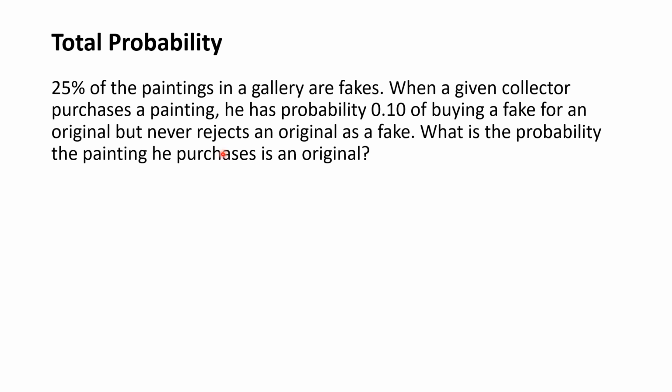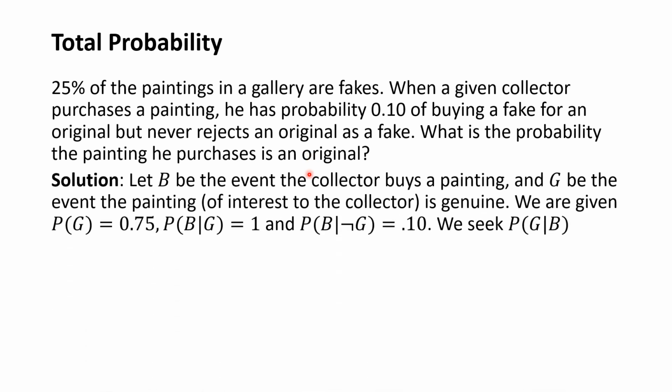It's a bit hard if you haven't seen the law of total probability, and I'll come back in a little bit and then explain the solution. Okay, I'm back. Let's take a look at this. So as usual, we give names to the different events here. So we'll let B be the event the collector buys a painting, and let G be the event the painting of interest to the collector is genuine. And we're being asked, what is the probability the painting he purchased is original?